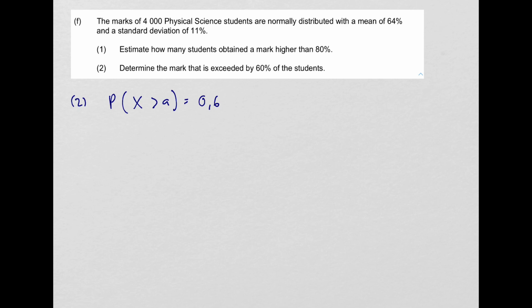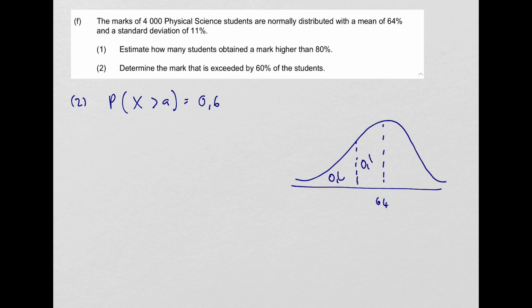Right, so if we draw our distribution diagram, all right, we've got our mean in the middle here with our 64%. And now they're saying determine the mark that is exceeded by 60%. In other words, what mark do 60% of the students get more than? So in other words, our value has to be to the left of the mean, where this area is 0,1, that area is 0,4, and that area is 0,5. So that these in combination would give us the area of 60% of the marks exceeded, okay?